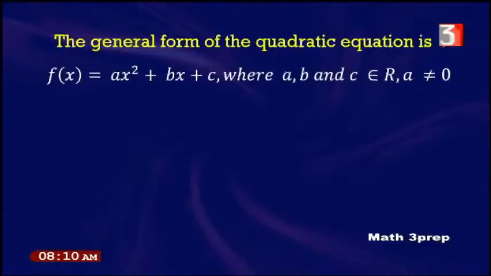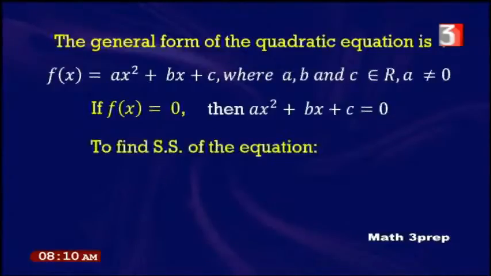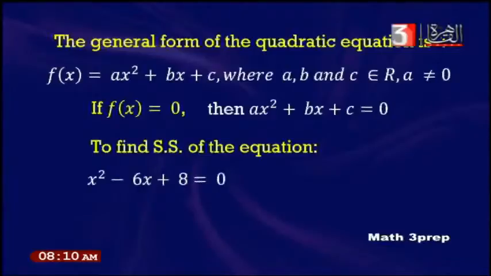So the quadratic equation is ax to the power of 2 plus bx plus c, where a is not equal to 0. If f of x equals 0, then ax to the power of 2 plus bx plus c equals 0. How can you find the solution set of such an equation? For example, if you have an equation as x to the power of 2 minus 6x plus 8 equals 0.